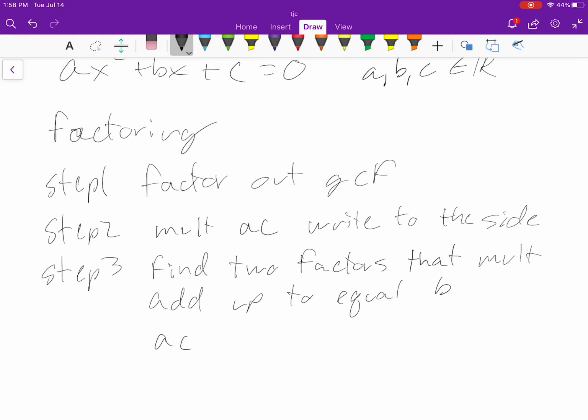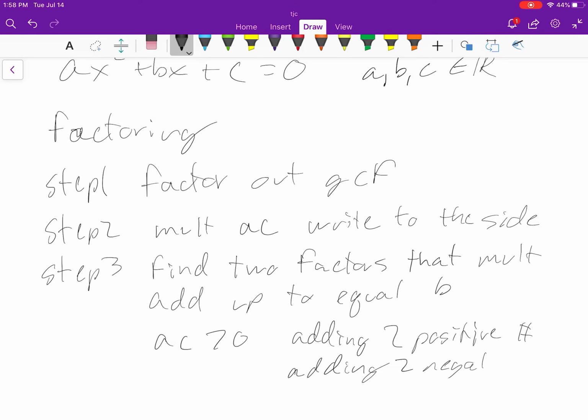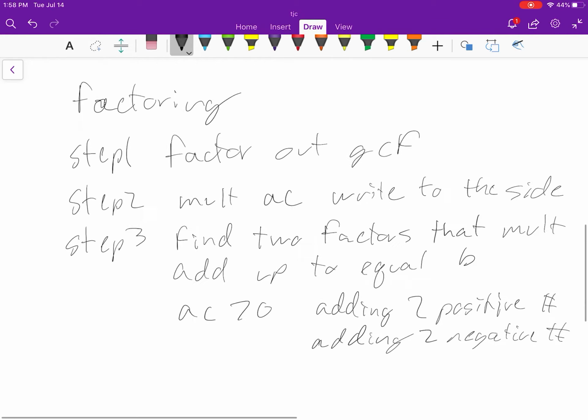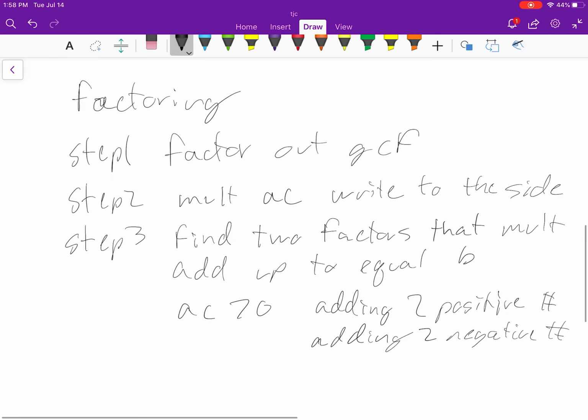So if AC is greater than 0, then you're adding to equal b. So you're either adding two positive numbers or adding two negatives, depending on b. You're adding two positive numbers if b is greater than 0, adding two negative numbers if b is less than 0.